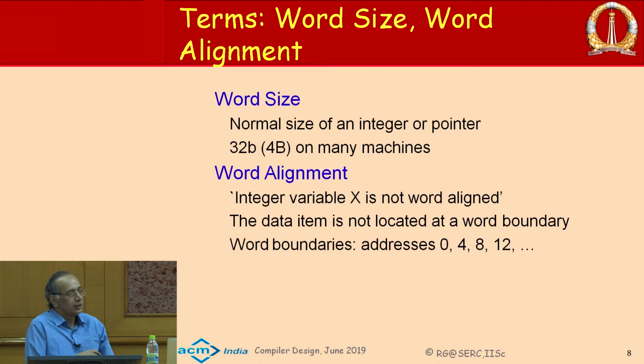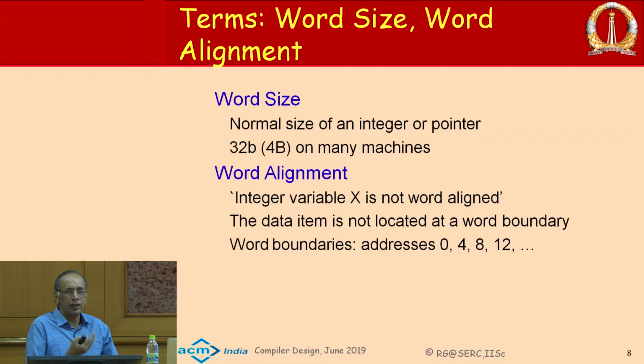An integer variable which is 4 bytes long is said to be word aligned if it starts from an address which is divisible by 4, because if it is divisible by 4, that word can be accessed in a single fetch. If it is not divisible by 4, it will still fetch it and give it to you, but it might take multiple accesses. What is the problem with multiple accesses? More time, right? It is going to take more time to get that data. Therefore, you want your data to be word aligned.